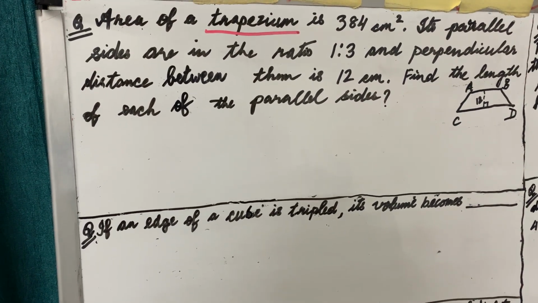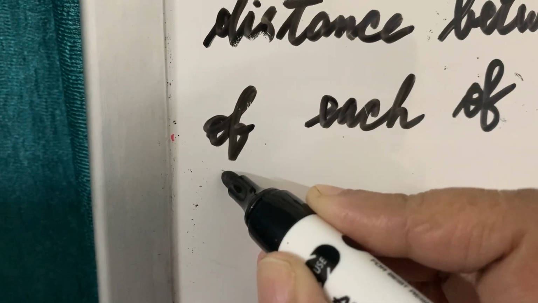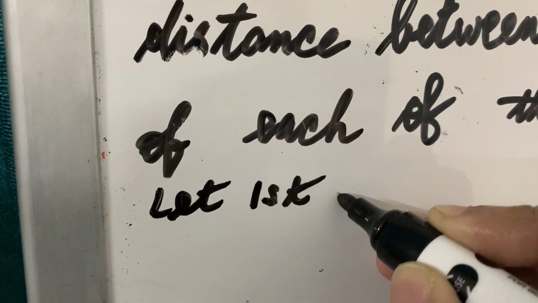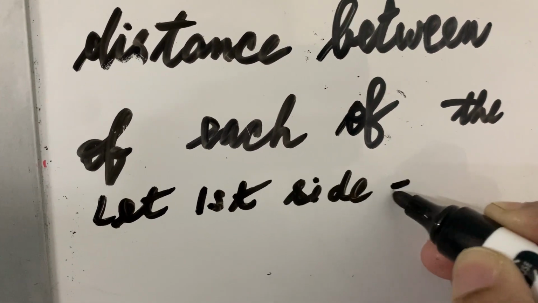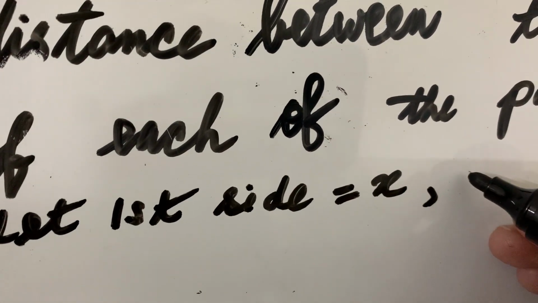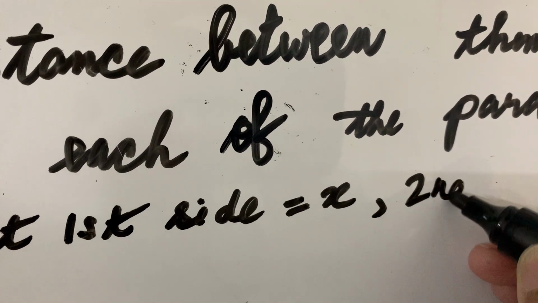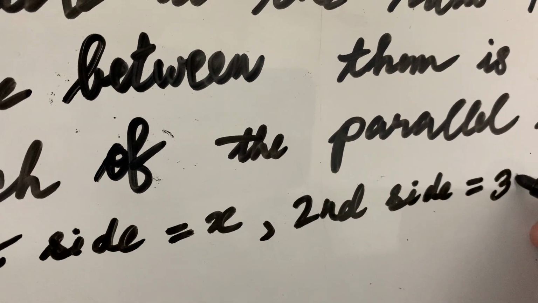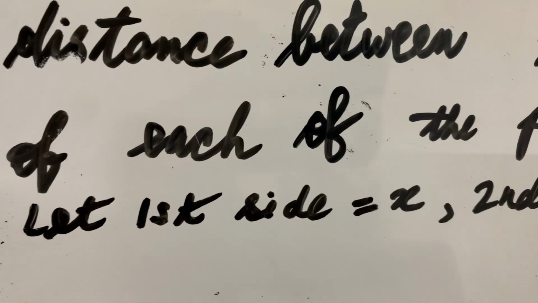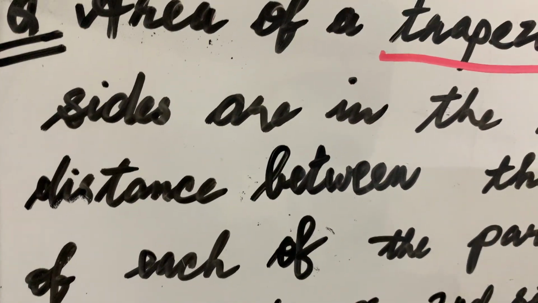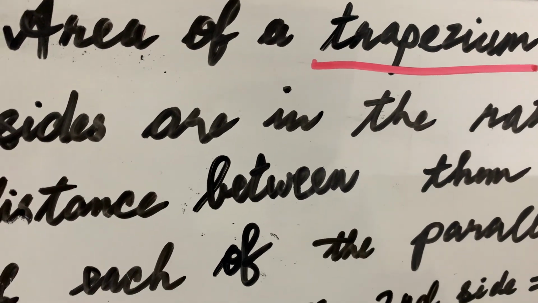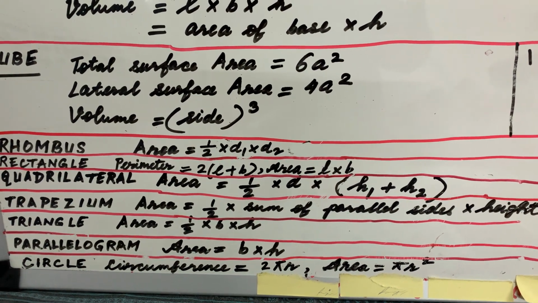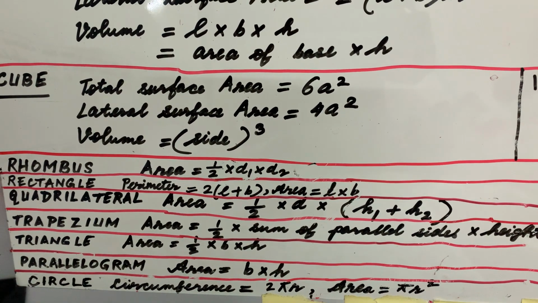So since the ratio is given as 1:3, we can take the first side of the trapezium to be x and the second side therefore will be 3x since their ratio is 1:3. Now we know the area of a trapezium. What is the formula of area of a trapezium? Area of a trapezium is half into sum of the parallel sides into the height.